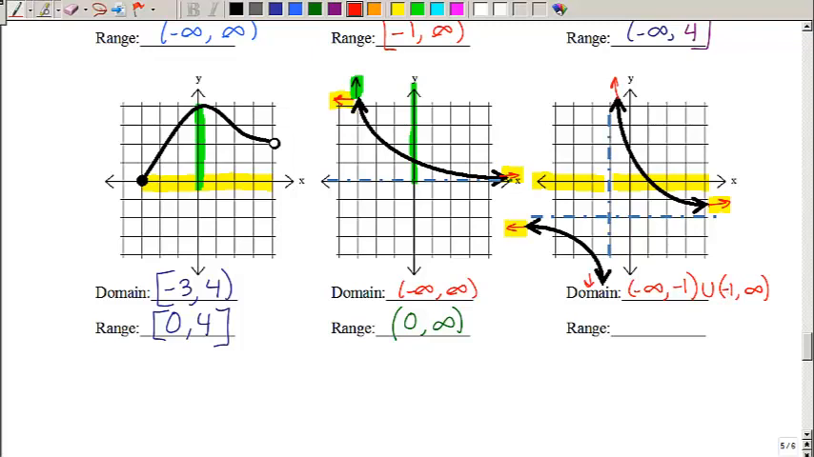My range is very similar. This arrow says I go down forever. This arrow says I go up forever, but the one value I'm not allowed to have is my asymptote at -2. I'm allowed all values below -2 all the way right up until the asymptote. Then I'm allowed to have all y values above negative 2, but I have a hole right here at negative 2. Therefore, my range is negative infinity all the way up to negative 2, union negative 2 until infinity.